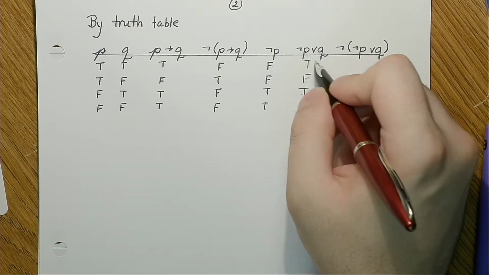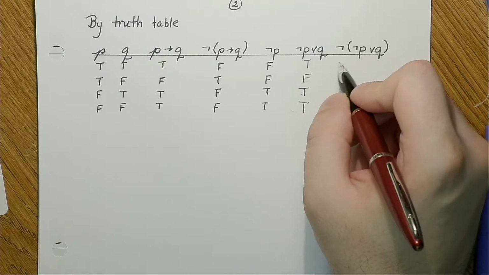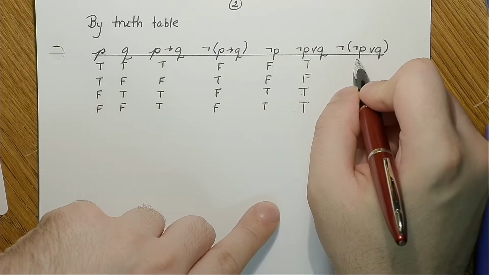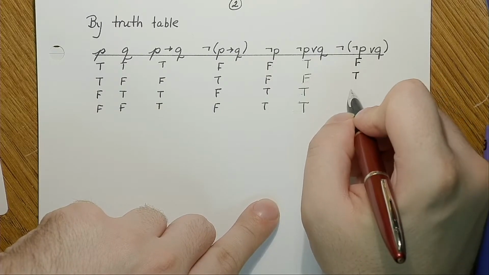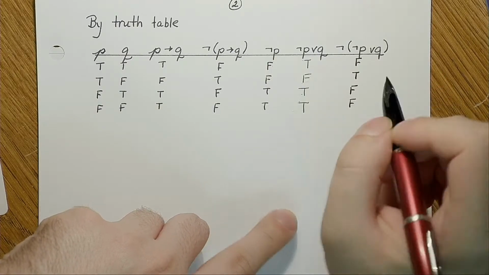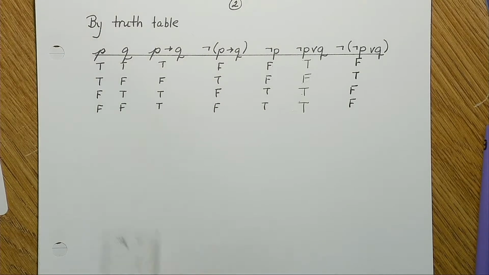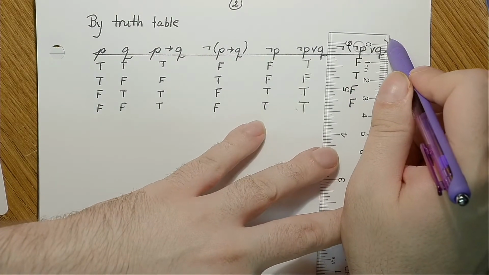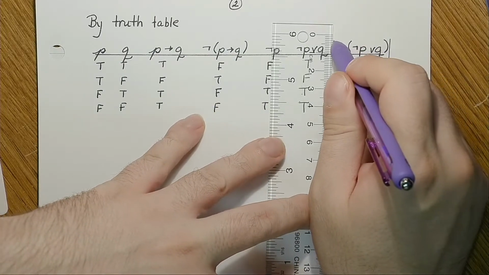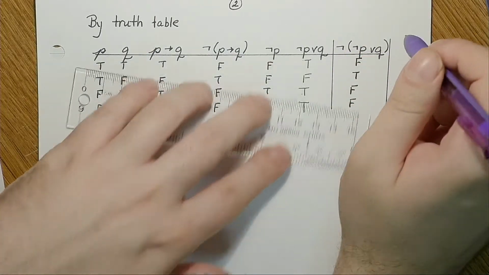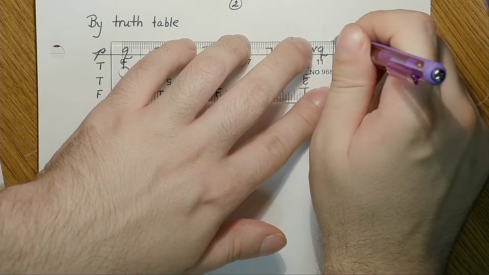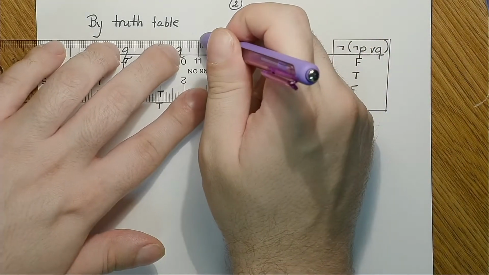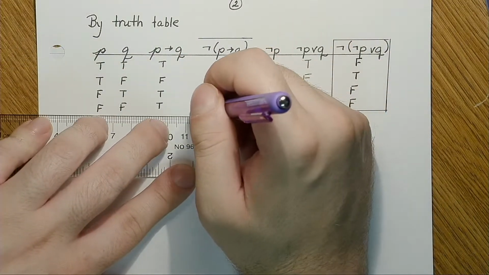And lastly, we then flip, because we take this column and we'll apply the negation to it. So we'll go false, true, false, false. And this is the column that we want to look at. This is the right-hand side. Over here is the left-hand side.